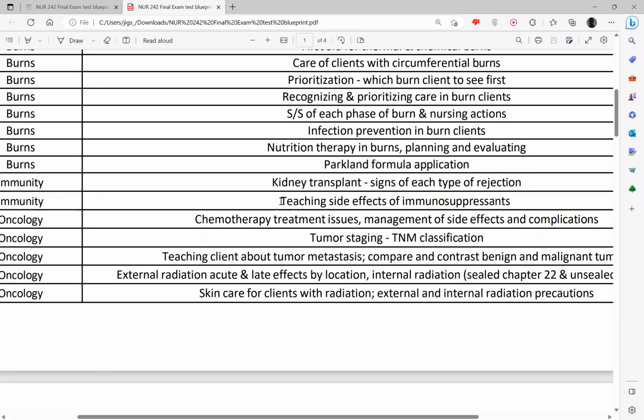Okay, so therefore, side effects of immunosuppression. So we got Cushing's disease or syndrome. And then what else? Infection. Okay. So therefore, will your teaching be any different from what you taught patients with cancer with neutropenia? No. Okay, so same teaching.